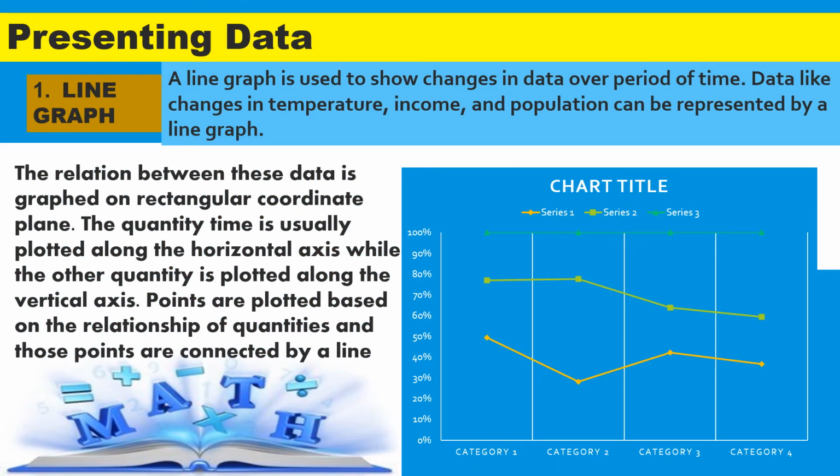The relation between these data is graphed on a rectangular coordinate plane. The quantity time is usually plotted along the horizontal axis, while the other quantity is plotted along the vertical axis. Points are plotted based on the relationship of quantities, and those points are connected by a line. So that's why it is called a line graph.